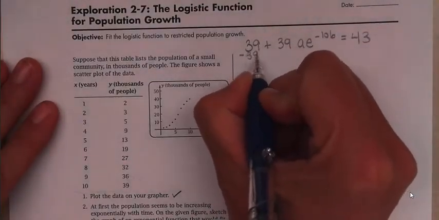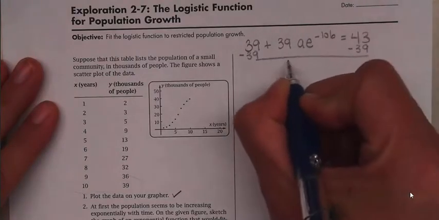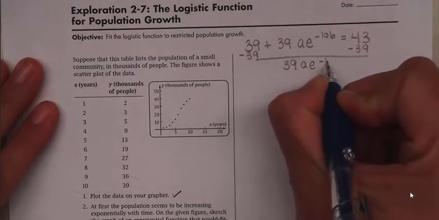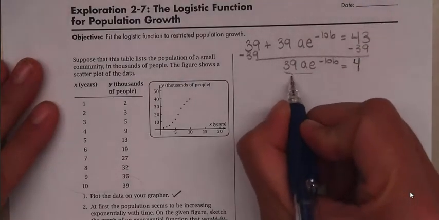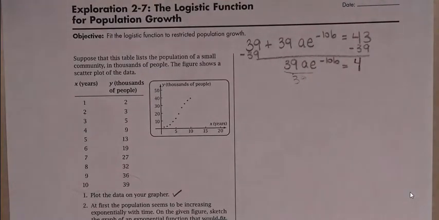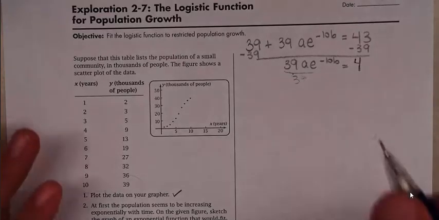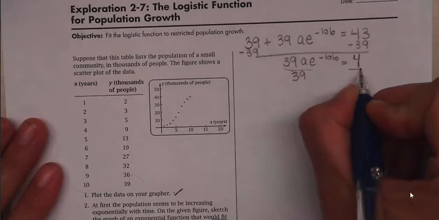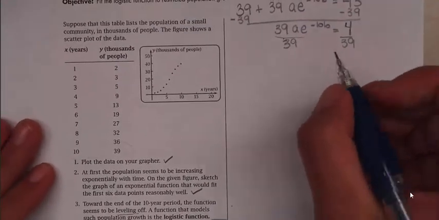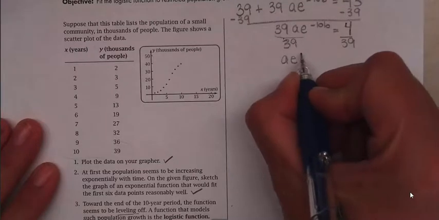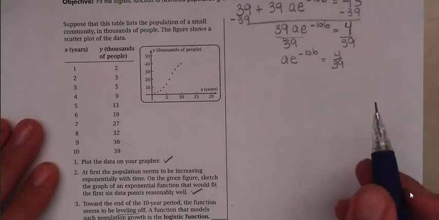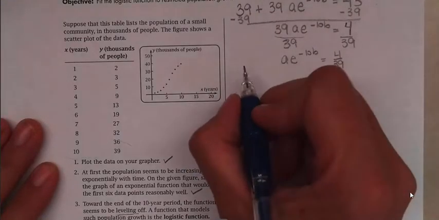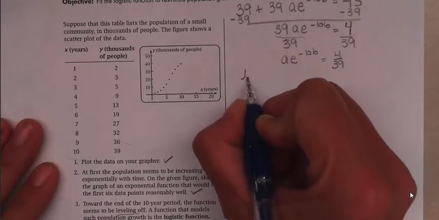Subtract 39. That gives me 4. Now divide out that 39. Hold on, I've got a pencil issue. So now I've got a e raised to the negative 10b equals 4 over 39. Okay, now in order to get that b down, I'm going to go ahead and take the ln of both sides.